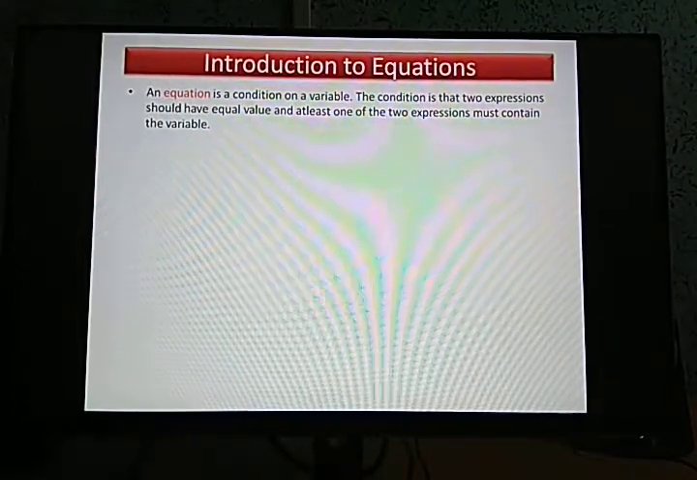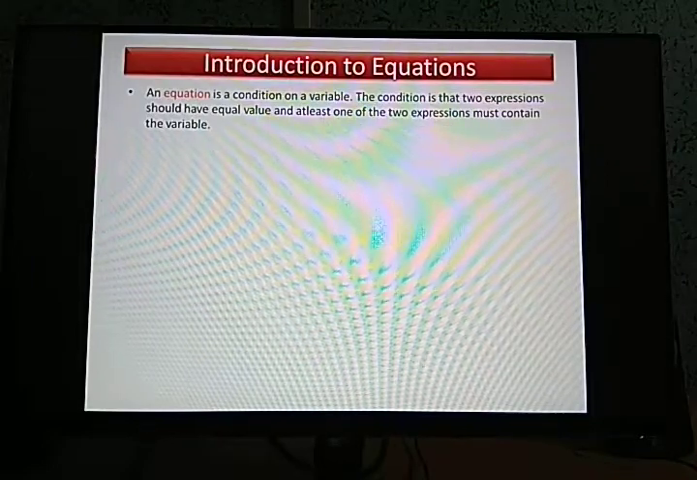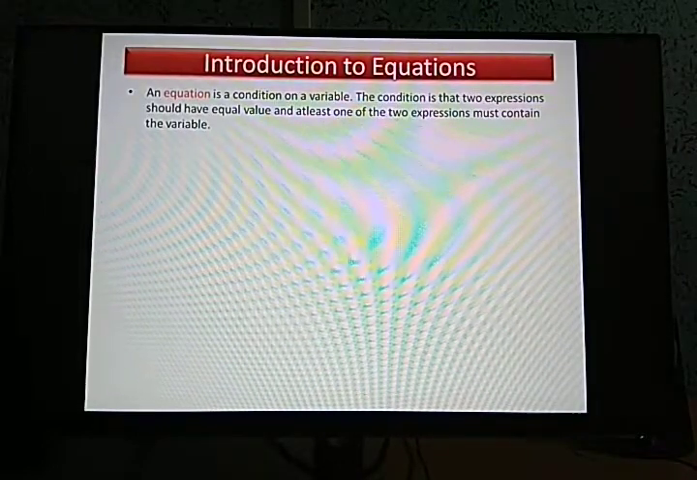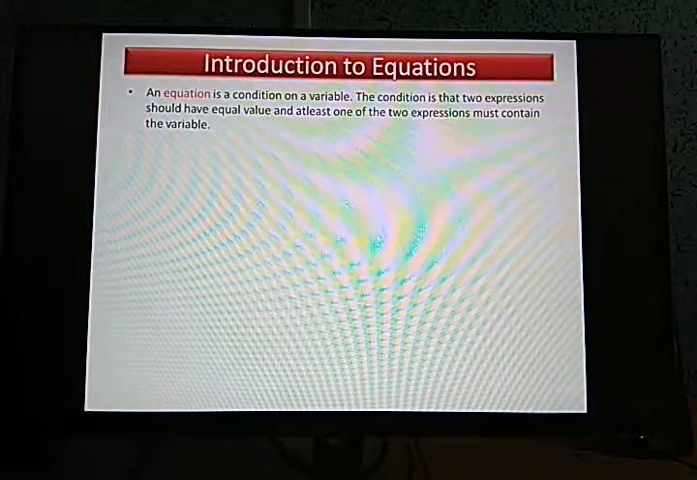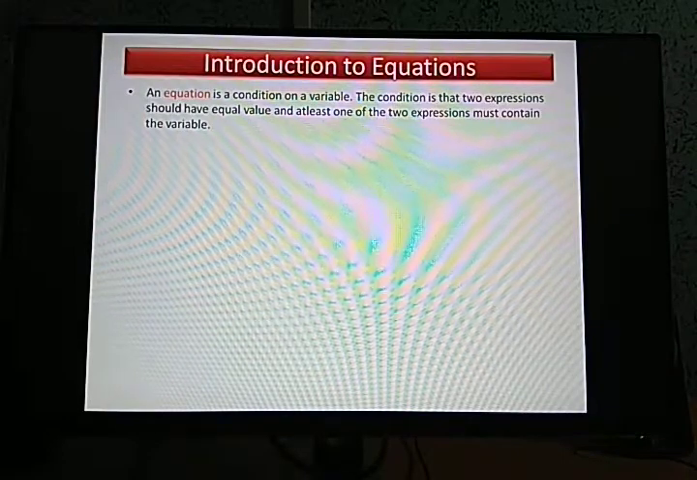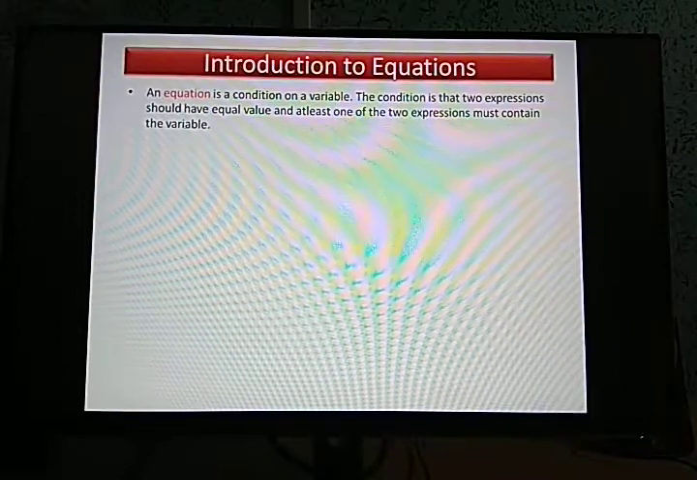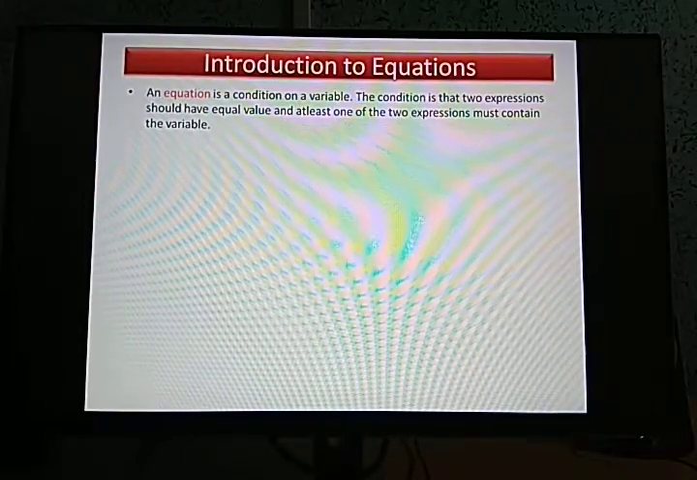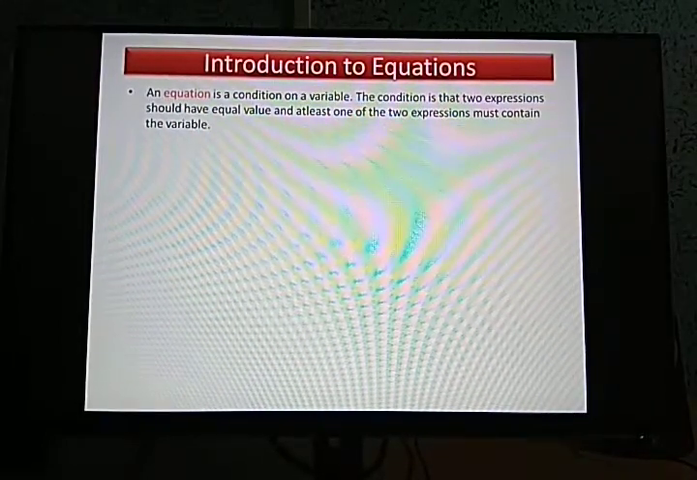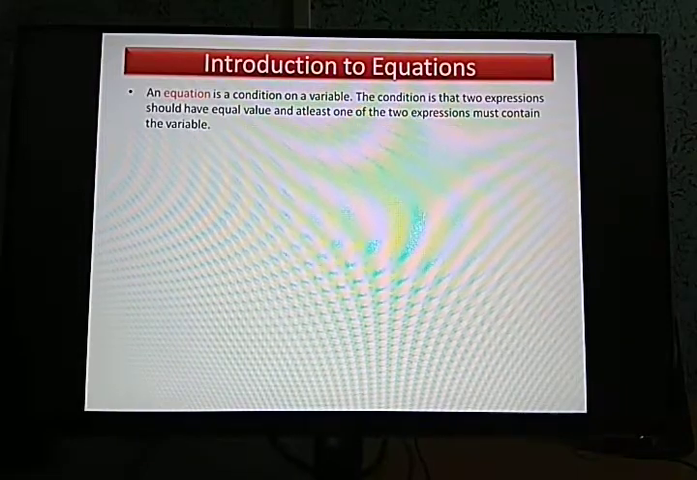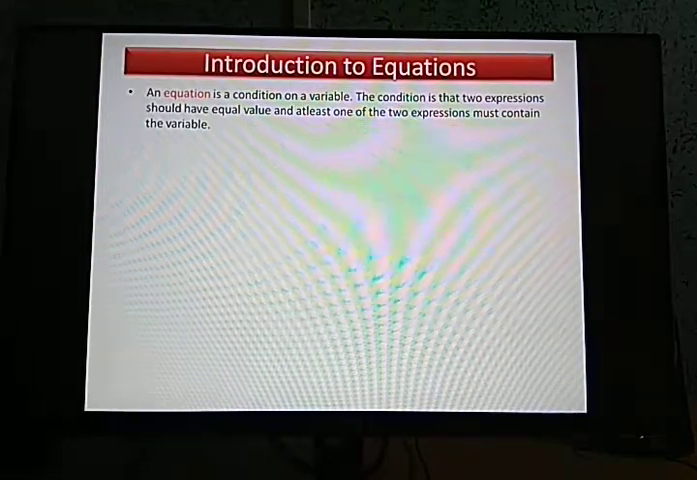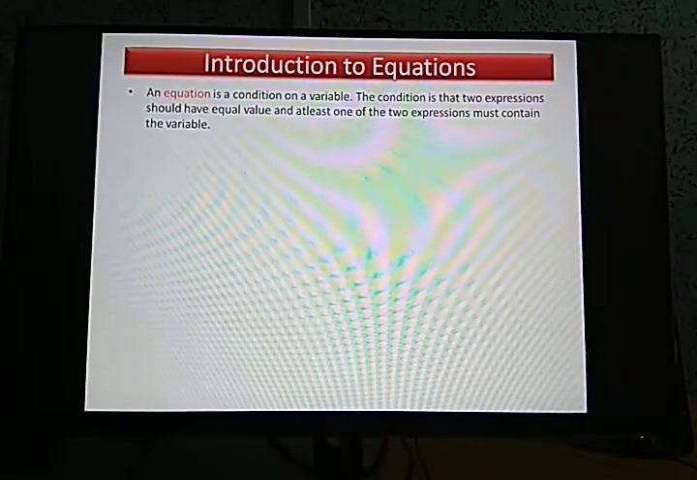First of all, it's written an equation is a condition on a variable. So it is a condition on a variable. So equation will definitely have a variable. Now what is variable? We'll come to that later on. Next, what is that condition? The condition is that the two expressions should have equal value. Now what are expressions? We will see that also.